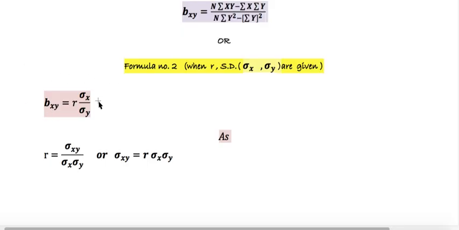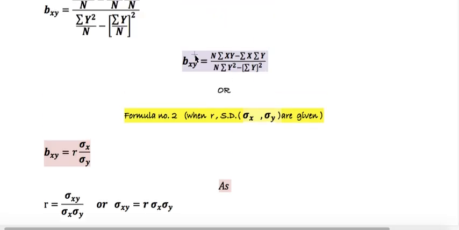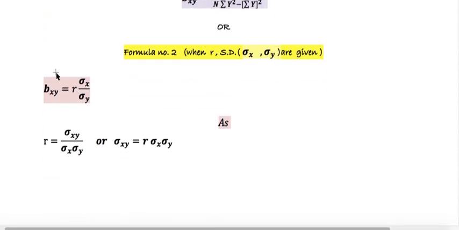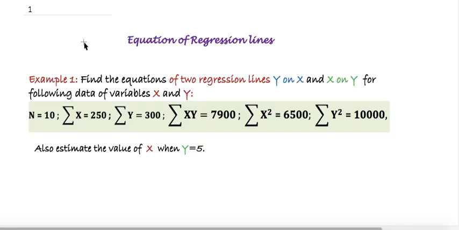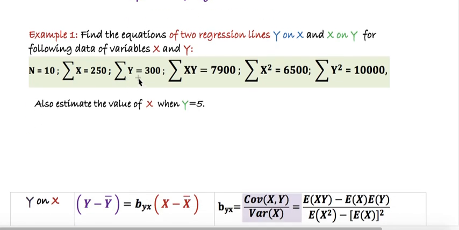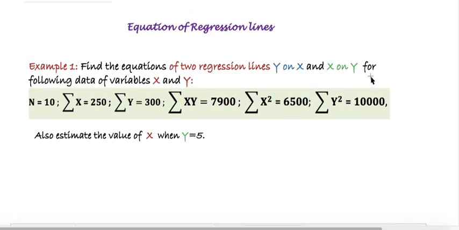Now we are going to take two examples. In one, I will use the first formula, and in the second example we will use the second formula. So let us see the example. Here example number one is to find two equations which are regression lines, y on x and x on y. Here the data values are given. Sometimes the data of x and y are given, and we have to find sum of x, sum of y, sum of product, and x square, y square as per the lines. Now let us see how we can find out. They have also asked us to estimate the value of x when y is given.